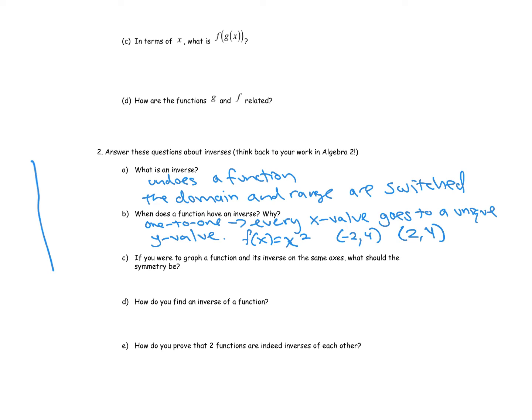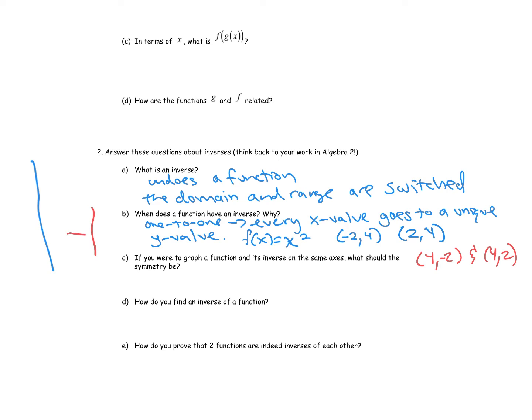And look what happens if I do that with these 2 points. I get (4, -2) and (4, 2). Well, that inverse would no longer be a function because you have an x value going to more than one y value, which is a real problem. So you need everything to be unique. Every x value, again, goes to a unique y value.